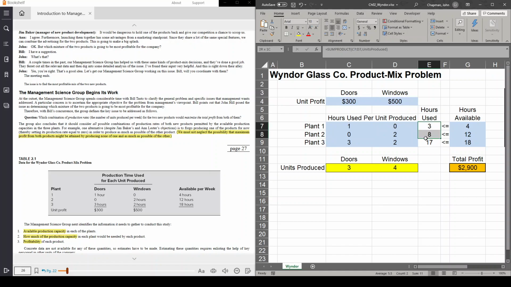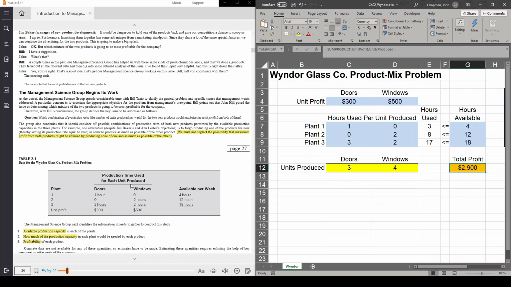So these formulas allow us to calculate the total number of hours used and to compare that with the total number of hours available. The last thing we need to do is this sum product for total profit. So what is our total profit? The calculation is we're going to take our unit profit, how much we make per unit, multiply it by how many units we produce for both products. So 300 times 3 is 900 plus 500 times 4 is 2,000. So our total profit, given this scenario, is $2,900.